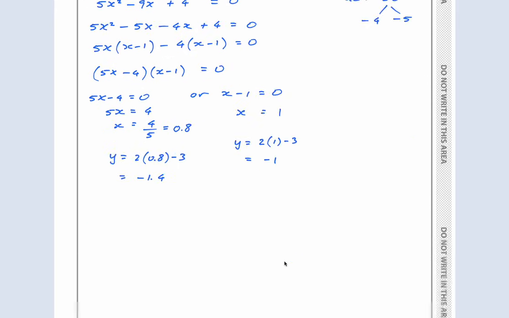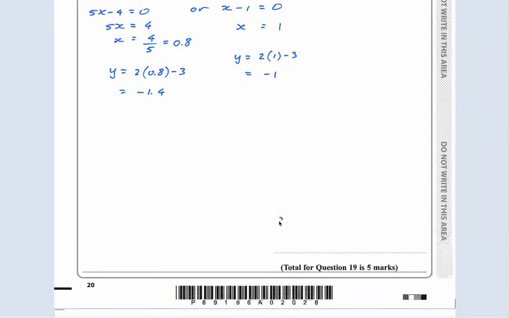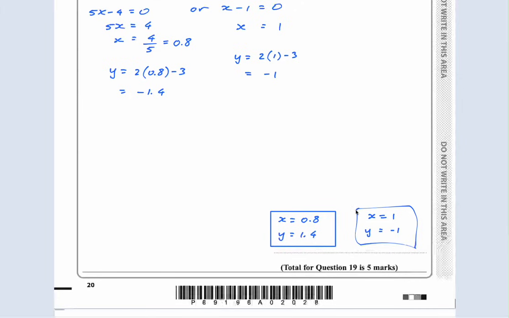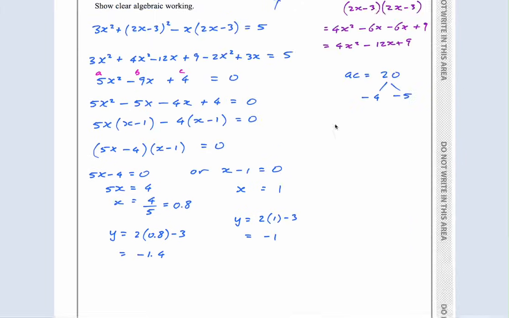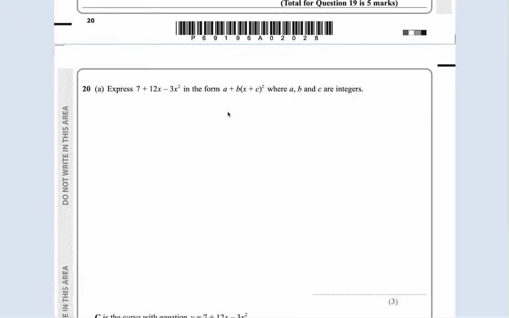So my two solutions are x equals 0.8, y equals negative 1.4, and you can put a box around this if you want, and this one, x equals 1, y equals negative 1. Okay, that will do. And yeah, that's all it says, guys.